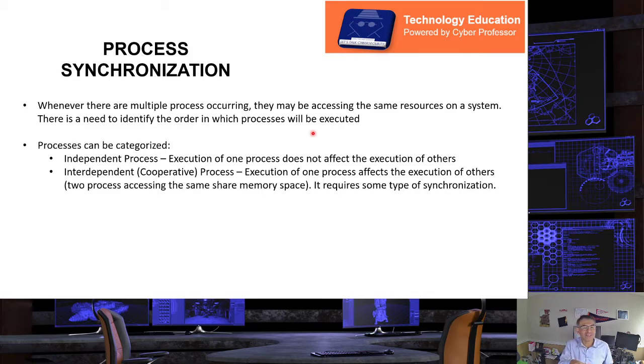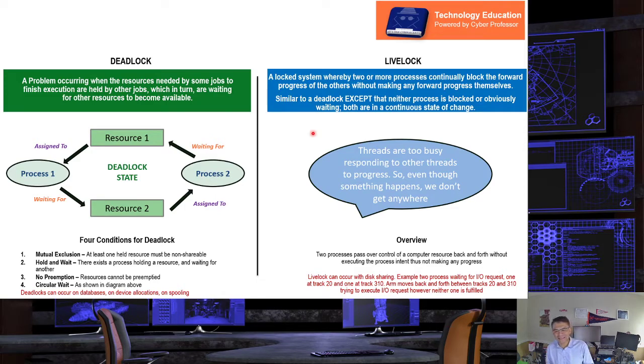Next, the processes can be categorized. There are two main categories. The first one is the independent process, that is when the execution of one process does not affect the execution of others, and the interdependent or cooperative process, and that is when the execution of one process affects the execution of others. Two processes accessing the same shared memory space is one example. Those interdependent processes require some type of synchronization. That is why process synchronization comes into play, and that is very important as far as the orderly execution of processes.